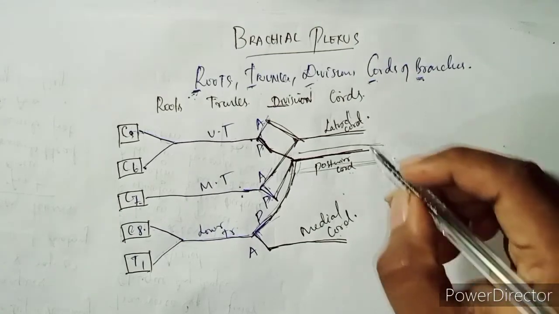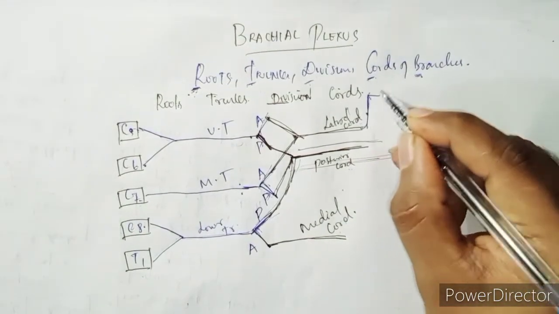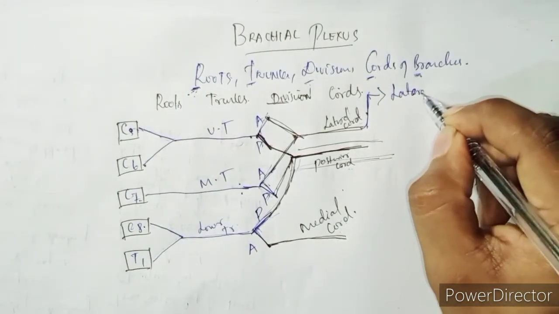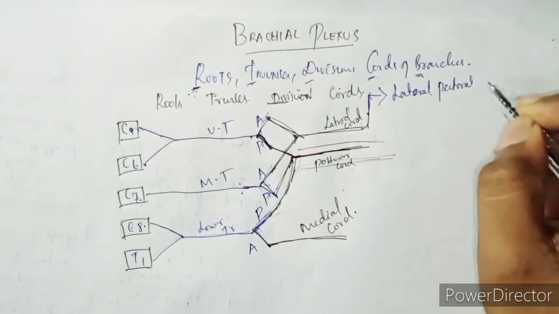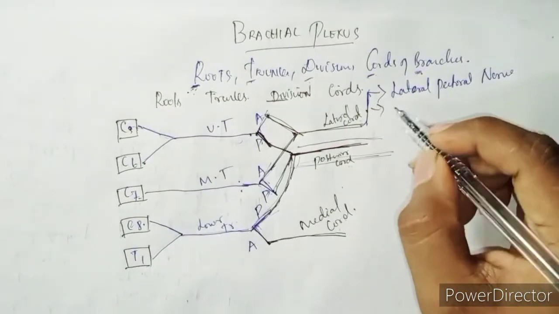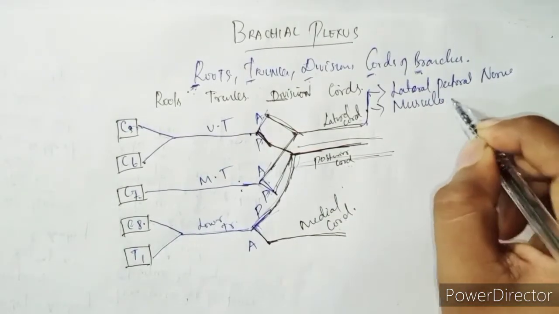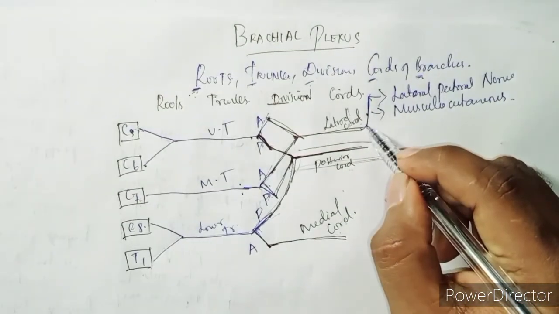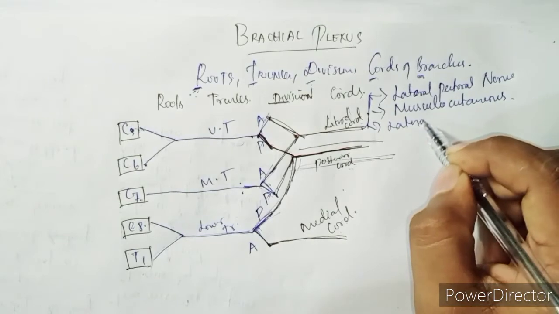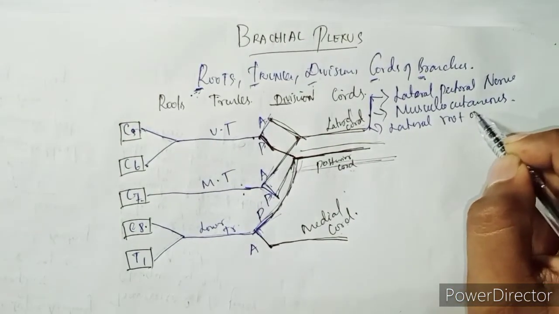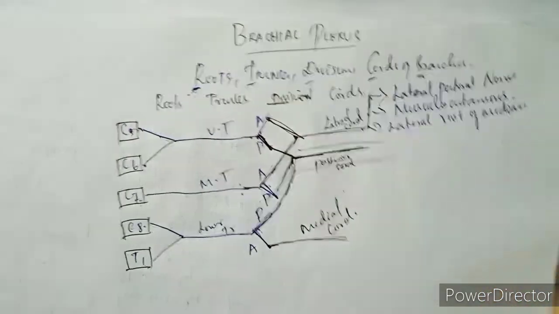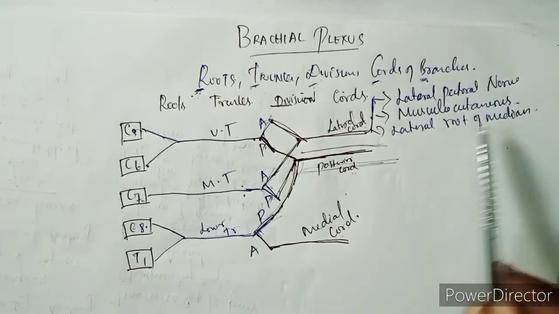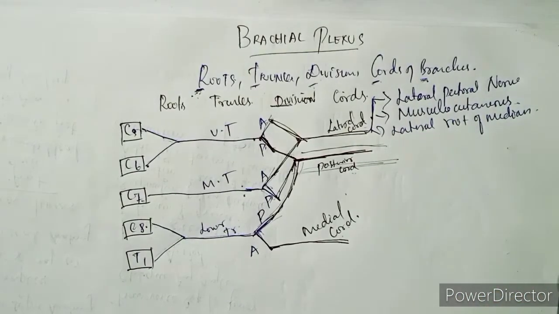Then each cord is going to give branches. In the lateral cord we have three branches. One is the lateral pectoral nerve. The next important one is the musculocutaneous nerve. Another one is the lateral root of median nerve. Keep it in mind, lateral root of median nerve. We have three branches in the lateral cord: lateral pectoral nerve, musculocutaneous nerve and lateral root of median.